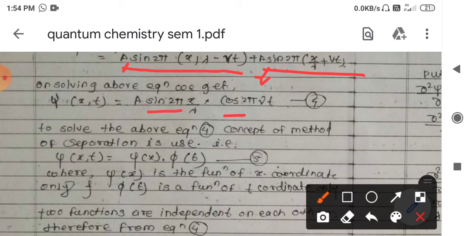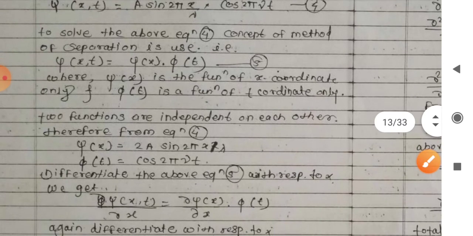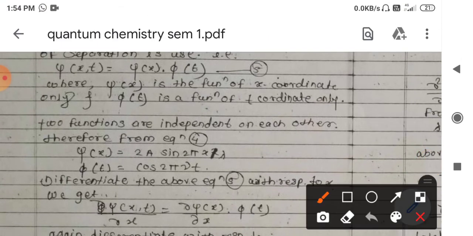Upon solving we get the wave equation ψ(x, t), where ψ is a function of position and time. So we get the equation as 2A sin(2πx/λ) cos(2πνt). In order to solve equation 4, the method of separation of variables is generally used. From here onwards, for problems like the spherical rotor or the hydrogen atom, we will use this famous method of variable separation.